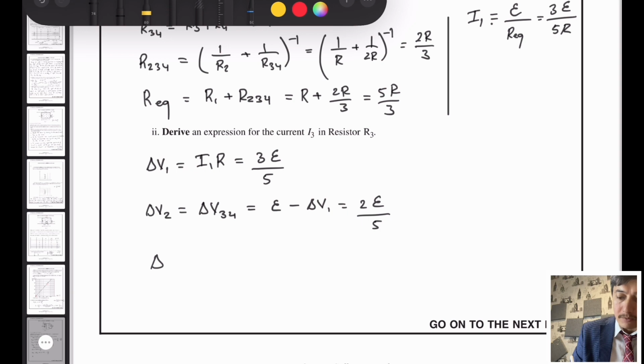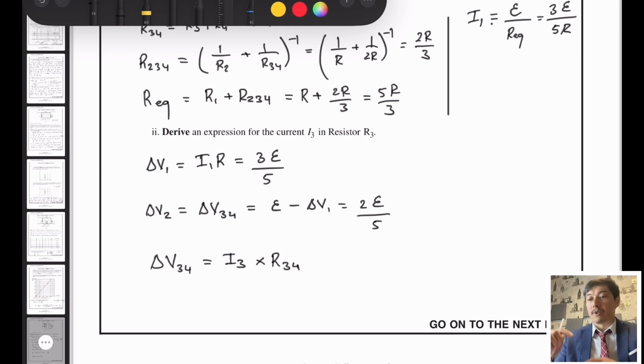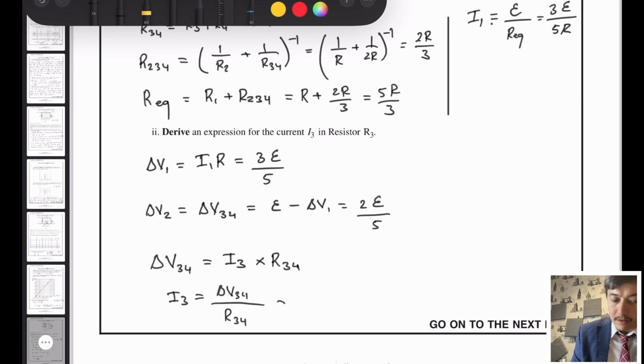Now we can use again Ohm's law. Potential across 3 and 4 is going to be current passing through the resistance 3 times equivalent of resistors 3 and 4, because we are looking at the potential difference across both of them. I3 is going to be potential difference divided by resistance, so it's going to be 2 epsilon divided by 5 divided by 2R, so it's going to be epsilon over 5R.